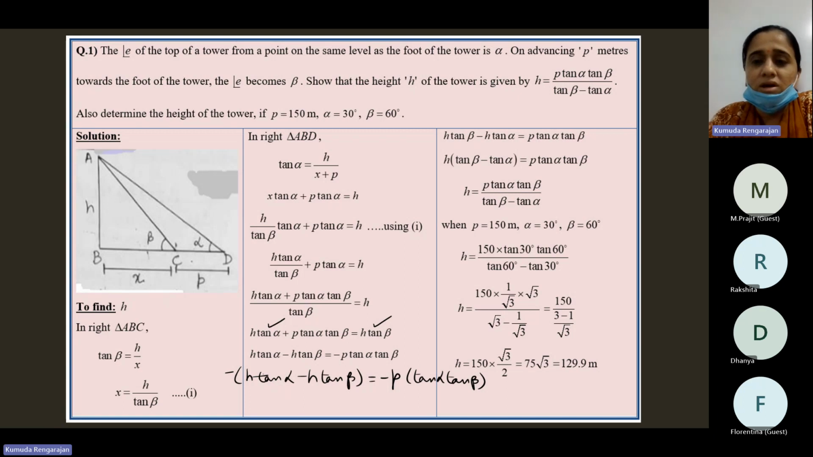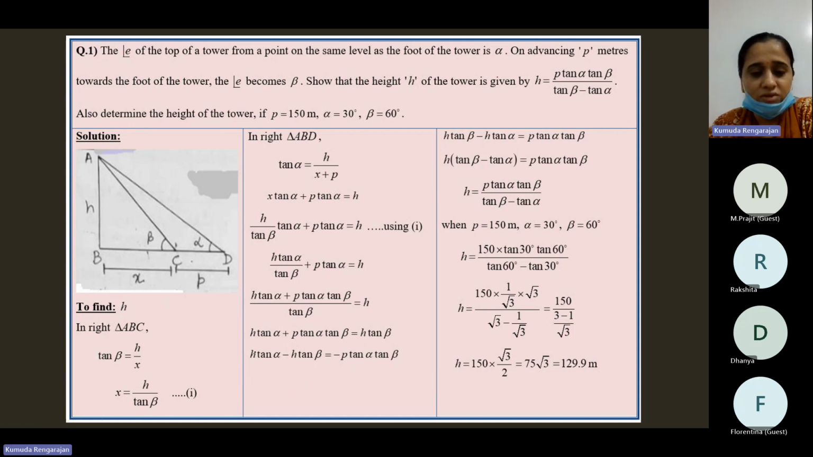Why? Because we have to get the answer as h is equal to an expression. So have the terms that contain h on one side and the terms that do not contain h on the other side. That's what I've done here. These two terms have h, so I have them in the LHS, and this one does not have h, so put it in the RHS. Now this one is minus. I want to get rid of this minus sign, so I'm multiplying both the sides by a minus sign.